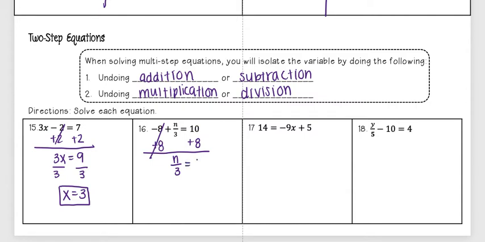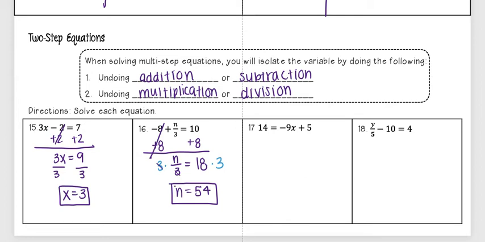And then 10 plus 8, I get 18. And then now, I need to undo that division. Well, how do we undo division? We multiply. So I'm going to multiply both sides by 3. And so those cancel. And I get n is equal to 18 times 3, which gets me 54.